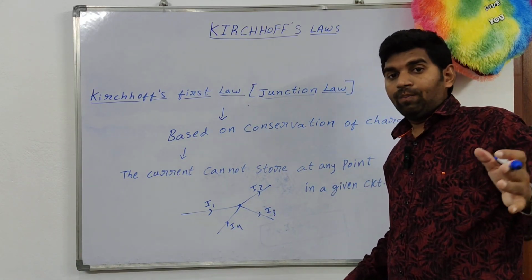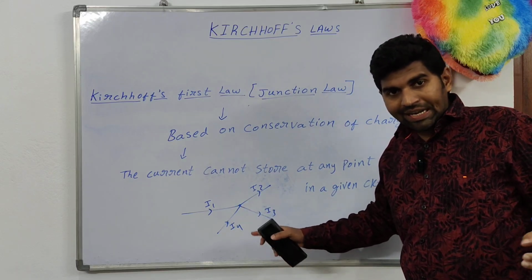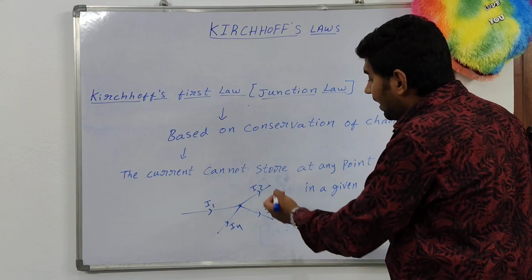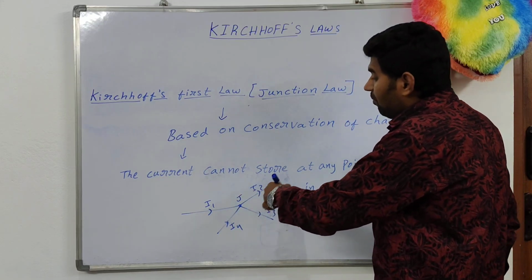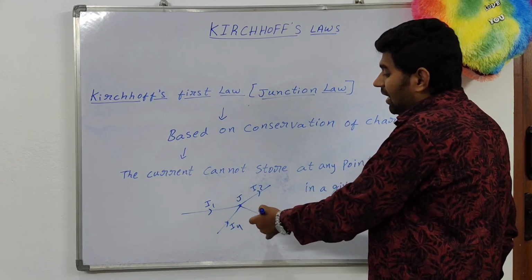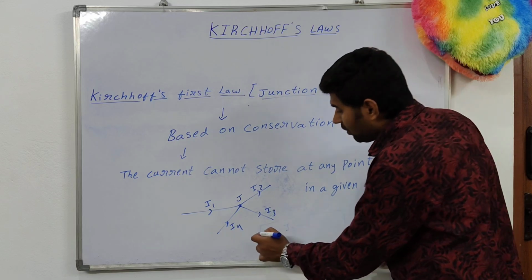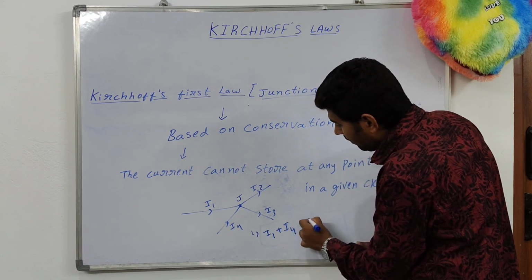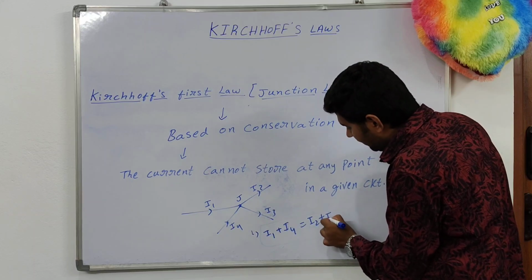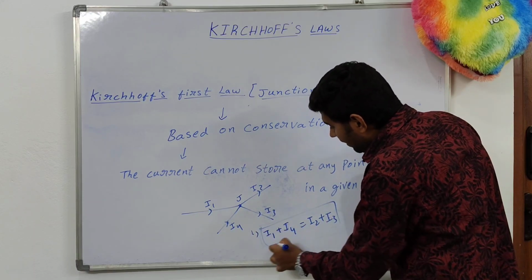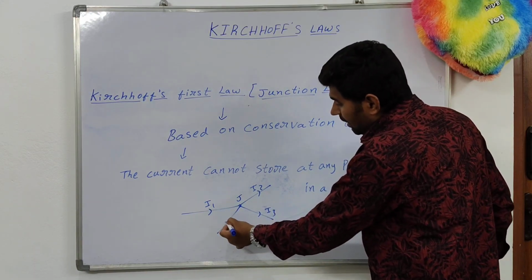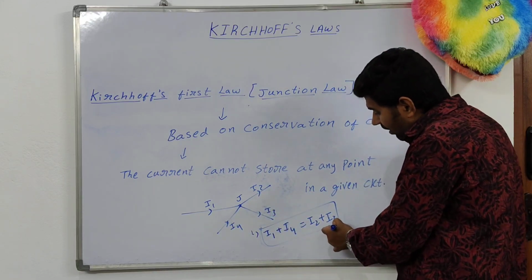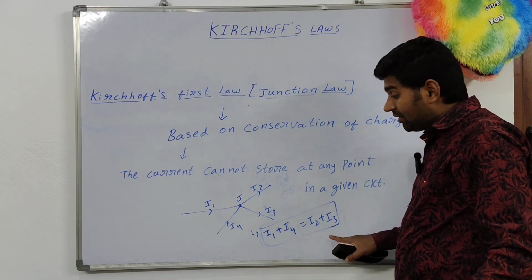It has to flow. Due to this, we can say that the sum of the incoming currents is equal to the sum of the outgoing currents, or at a junction point, the algebraic sum of the currents is equal to 0. From this, how to write: I1 incoming, I4 incoming is equal to I2 plus I3. There I1 plus I4 is the sum of the incoming currents towards the junction. I2 plus I3 is the sum of the outgoing currents away from the junction.